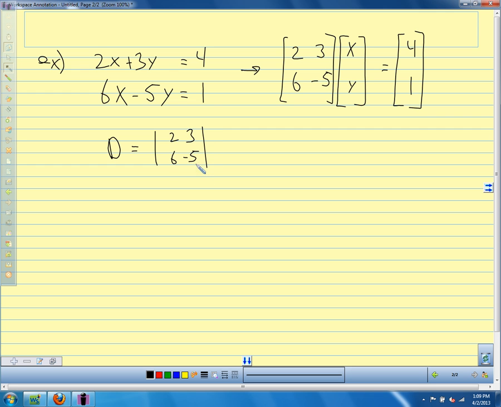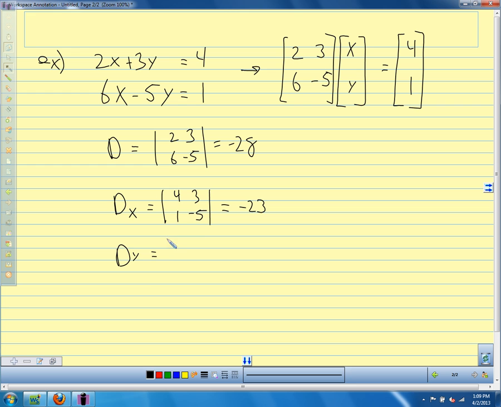Two times negative 5 is negative 10, minus 18 is negative 28. D sub x, I'm going to replace the first column with the column of constants. That's going to be the determinant of the matrix 4, 1, 3, negative 5. 4 times negative 5 is negative 20, minus 3 is negative 23.